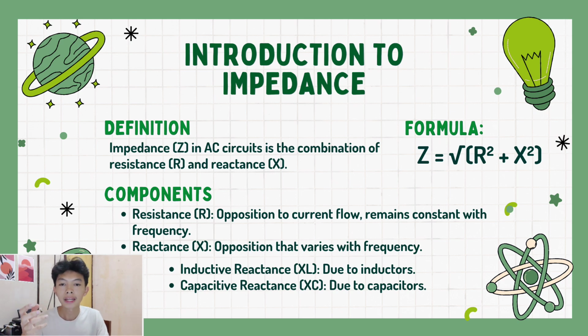The total impedance, denoted as Z, is found using the formula Z equals the square root of R squared plus X squared, or the resistance squared plus the reactance squared. So that is the introduction to impedance.